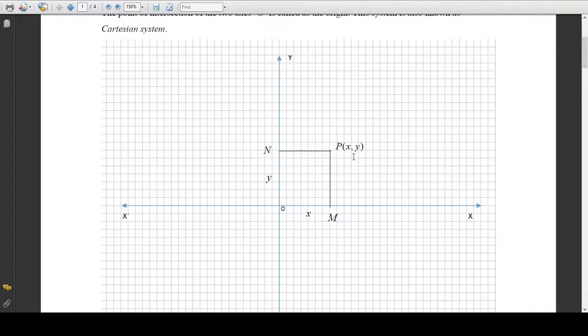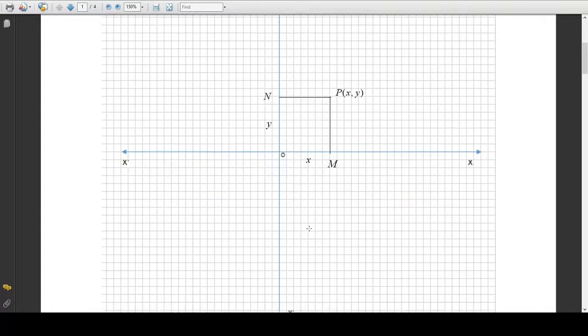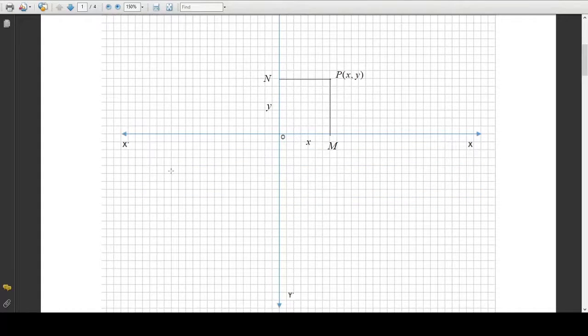In this graph I've shown you XOX', which is the x-axis, and YOY', which is the y-axis. Both these axes are perpendicular to each other, and the point of intersection of these two axes is denoted by O, which is also called the origin of the coordinate system. Clear?